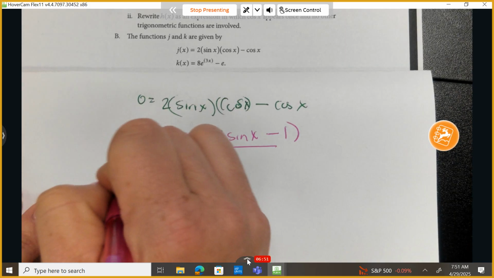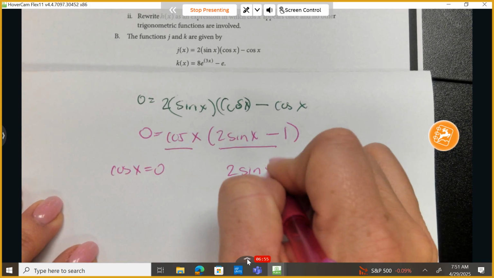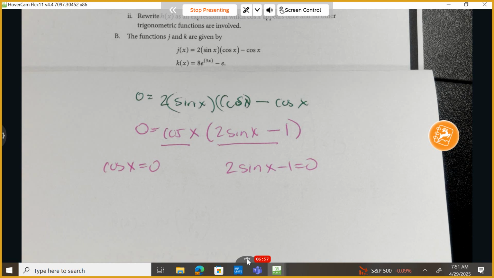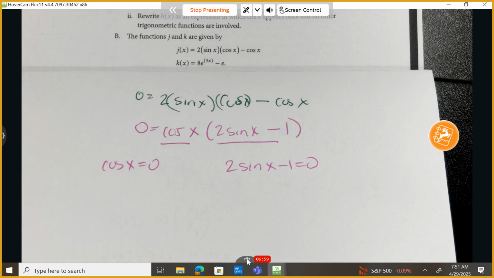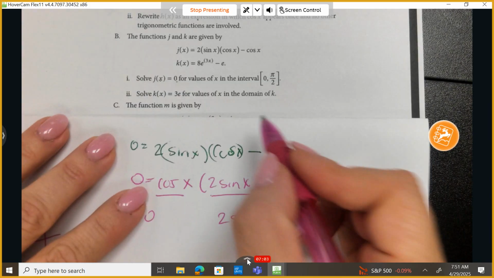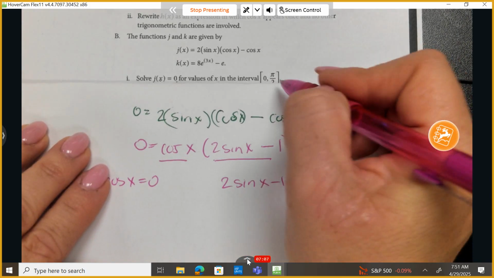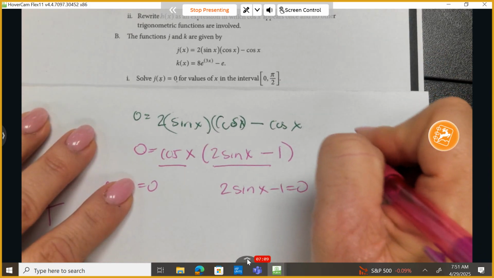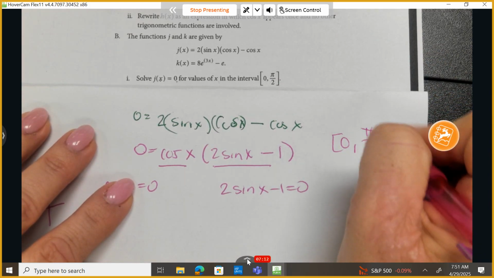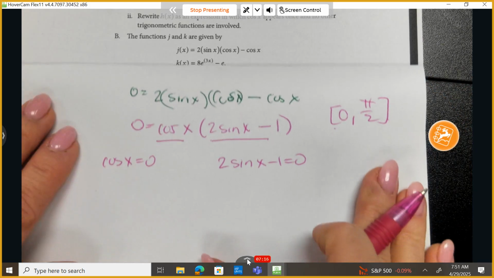So let's go ahead. The cosine of x equals 0. 2 sine of x minus 1 equals 0. Now you're not going to be given a unit circle. These are things you have to have memorized. So notice it also says that it wants us to choose values for x that satisfy this statement, and these values have to be between 0 and pi over 2. It can include 0 and it can include pi over 2 based on having brackets.